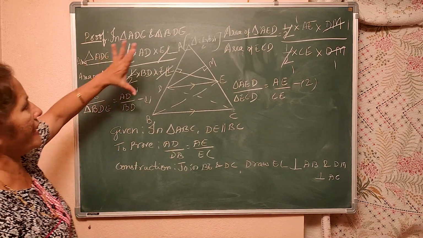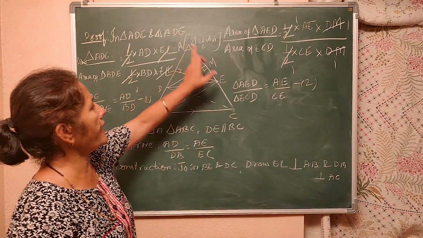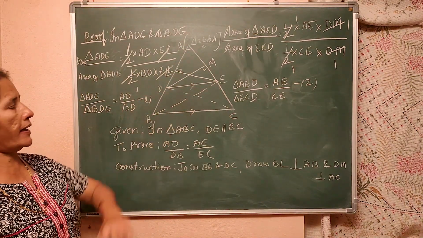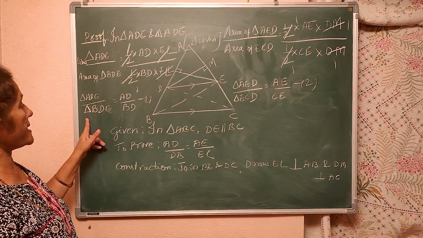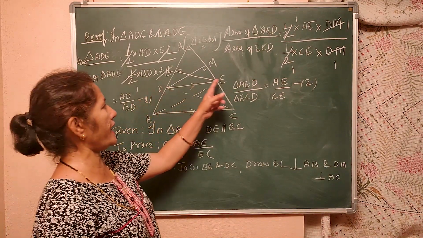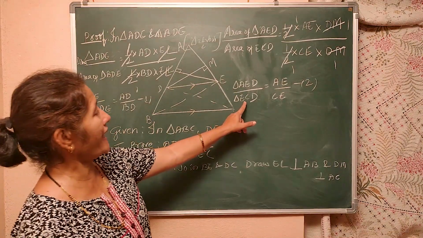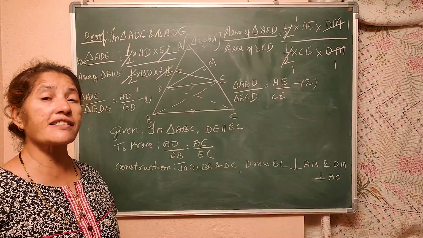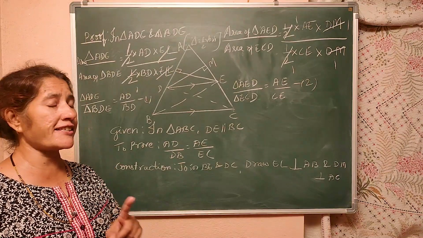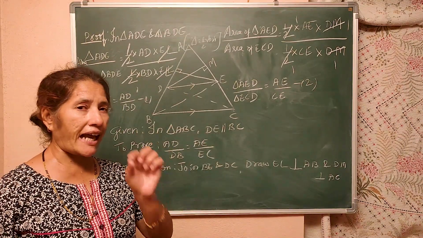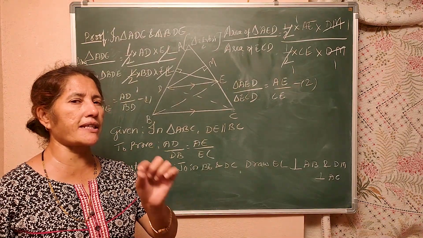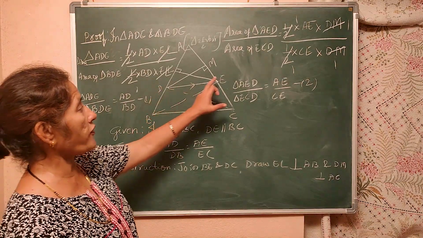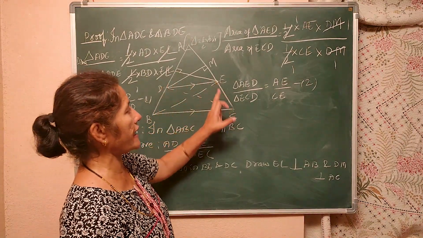What is ADE? ADE is this. AED is also this. Same triangle. So numerators are equal. What are the denominators? BDE. Where is BDE? Here. Where is CDE? ECD is here. Are they equal? Of course they are equal. You have studied in 9th standard. Why are they equal? The triangles standing on the same base and between the same parallels are equal in area. That is why area of triangle BDE is equal to area of triangle ECD.